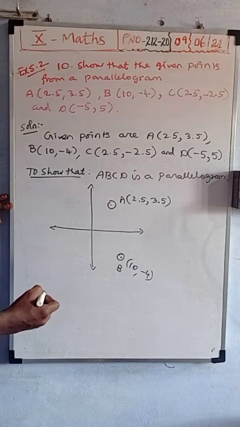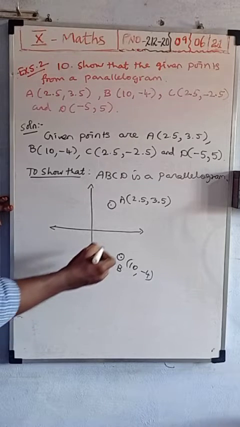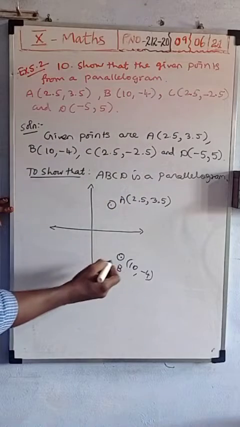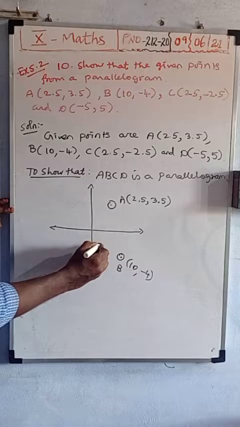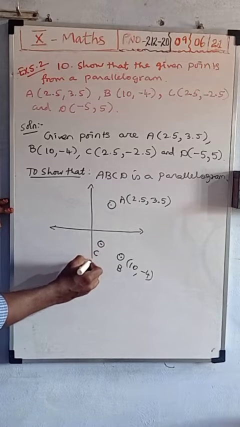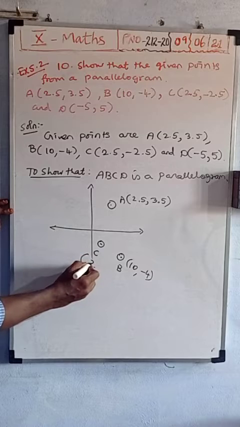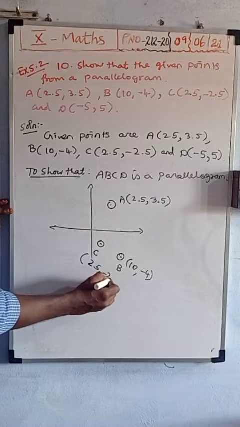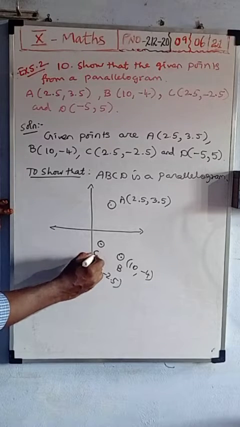Next C point, (-2, 2.5)... x-axis negative, y-axis negative? Again here only you will get. Somewhat up you will get. This is C point (-2.5, -2.5). C point, yes, is in the third quadrant.